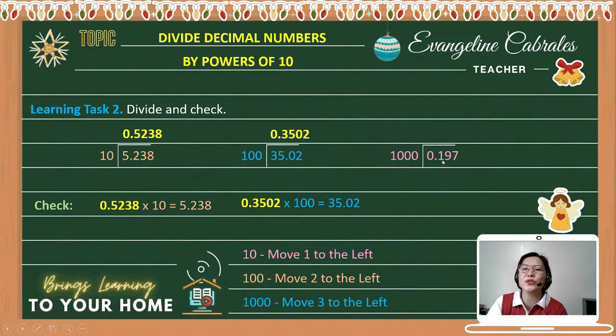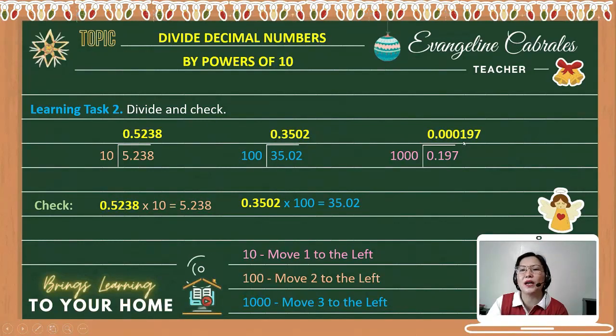How about 197 thousandths divided by 1,000? Ilan ang 0 dito? 3. So, ilang beses din iuusod papunta sa kaliwa? 3 rin. 1, 2, 3. Anong ilalagay sa mga bakanting spaces? Zeros. Okay, so ayan na ang sagot.